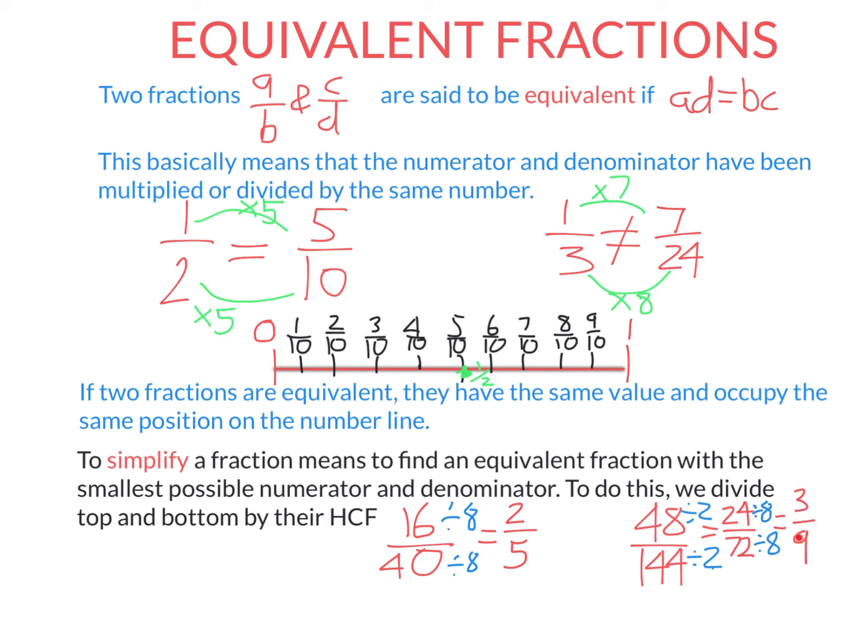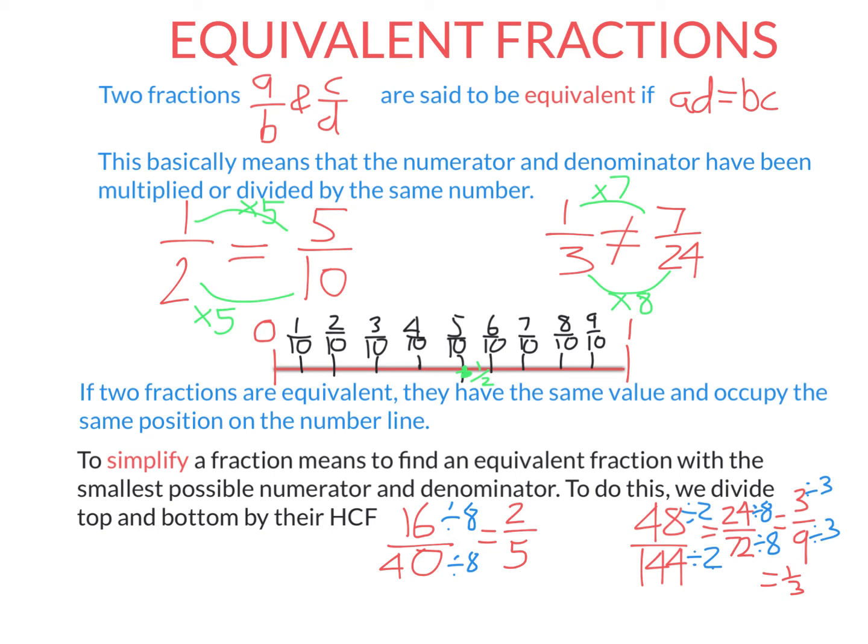But this fraction here is still not simplified because 3 and 9 have a common factor of 3. So I'm going to divide top by 3 and bottom by 3. 3 over 9 is a third. It turns out all four of these fractions are equivalent, but a third is simpler than the other three because it has a smaller numerator and denominator. 48 over 144 and a third are the same thing.